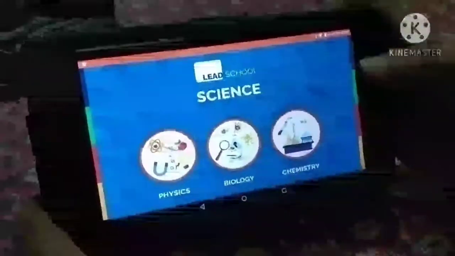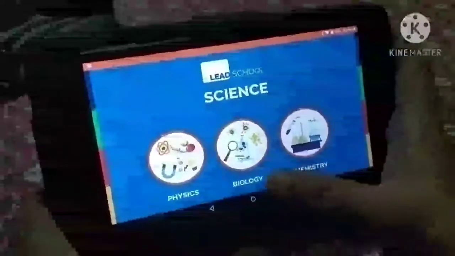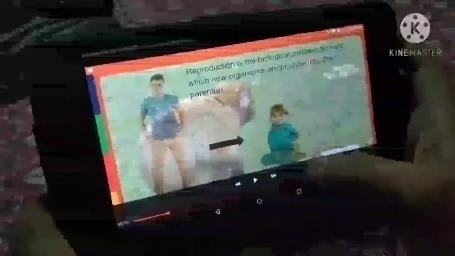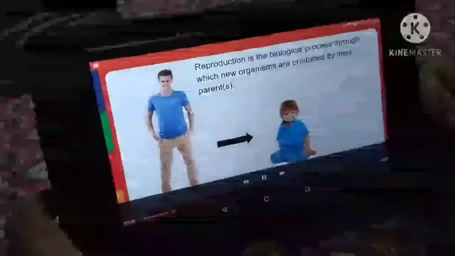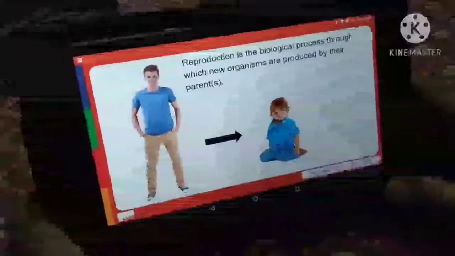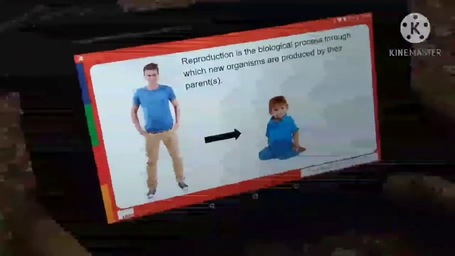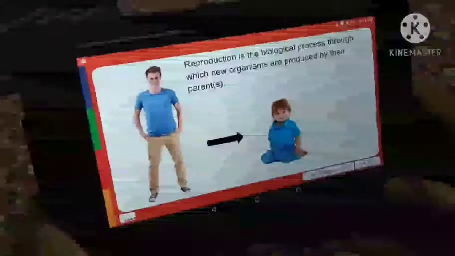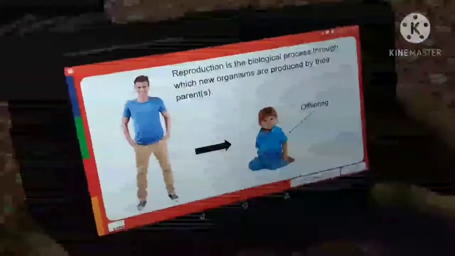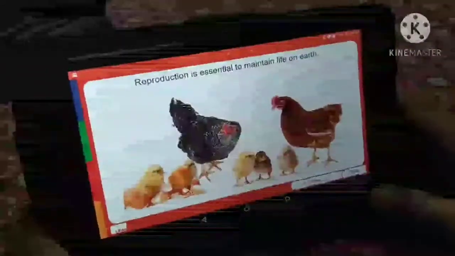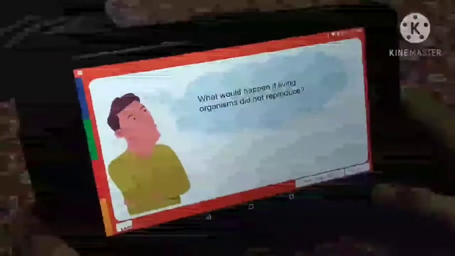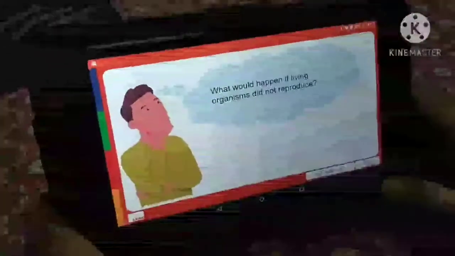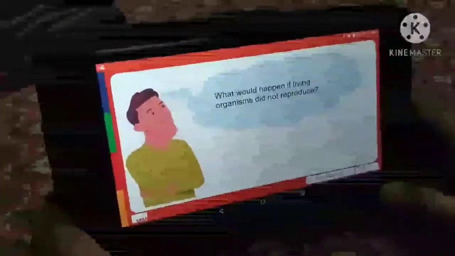In this video, we will learn why reproduction is essential in human beings or animals. Reproduction is the biological process by which new organisms are produced by their parents. These new organisms are called offspring. Reproduction is essential to maintain life on Earth. What would happen if living organisms did not reproduce? Do you think so many plants and animals would exist if they did not reproduce?